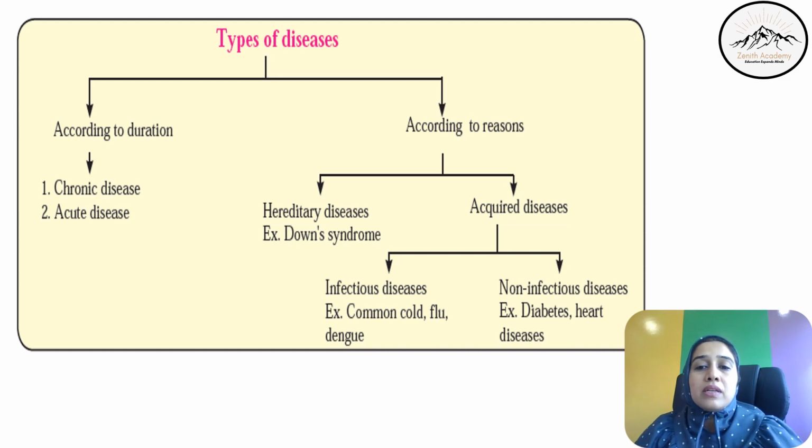And now the next one is according to the reasons. According to reasons also, they are again classified into two types: hereditary diseases and acquired diseases. Hereditary diseases are something that we get by inheritance from our parents or family. It is genetic. It is inherited. Sometimes mutation of genes occurs. So, Down syndrome, hydrocephalus, diabetes, these are hereditary diseases.